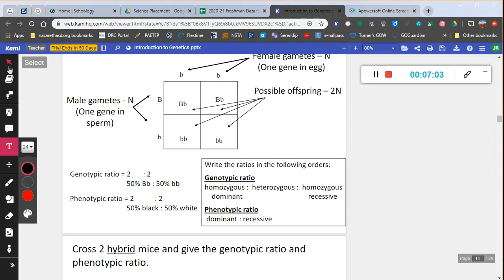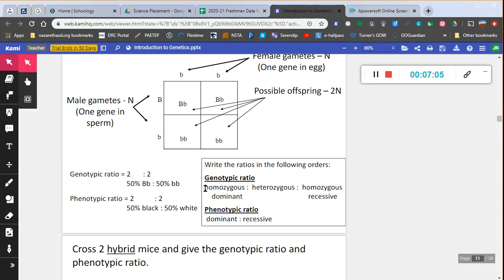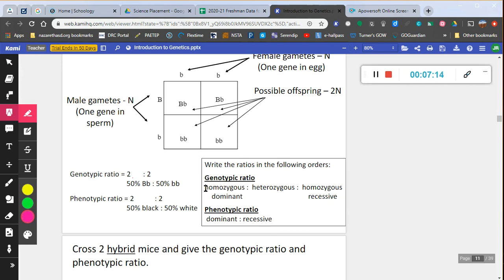What I'm really asking myself is, what is my ratio of homozygous dominant to heterozygous to homozygous recessive? So I'm going to look in my offspring boxes and say, okay, how many homozygous dominant offspring do I have? Well, I have 0. There are no combinations of offspring that are homozygous dominant.